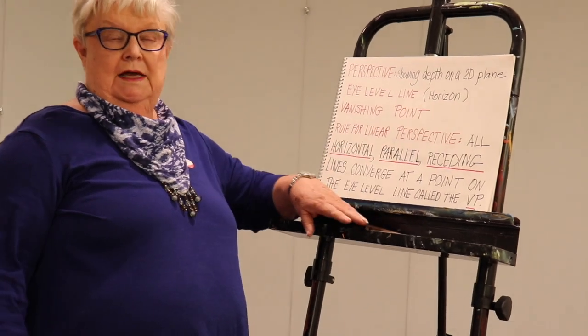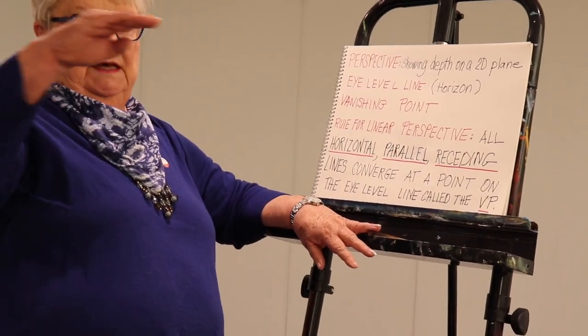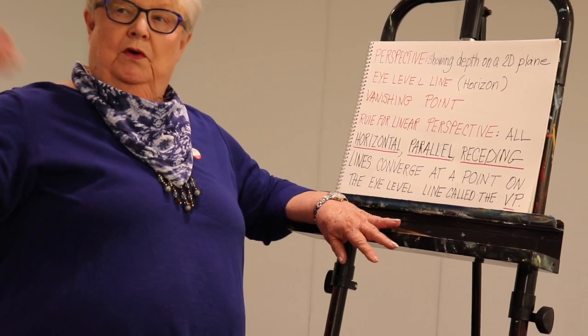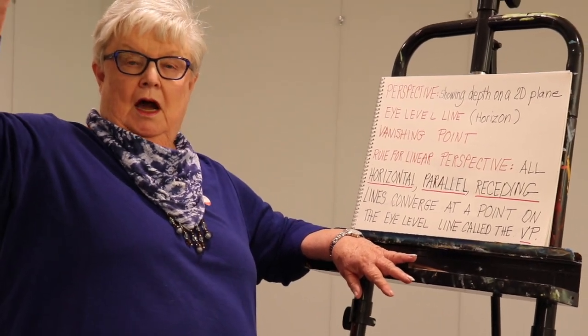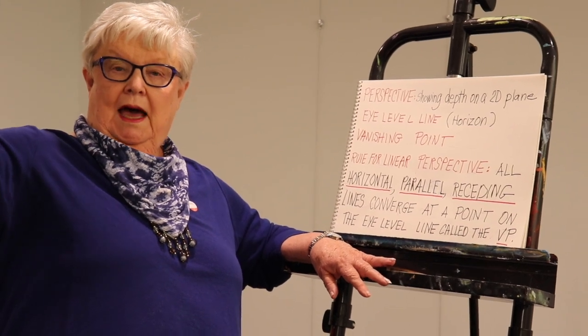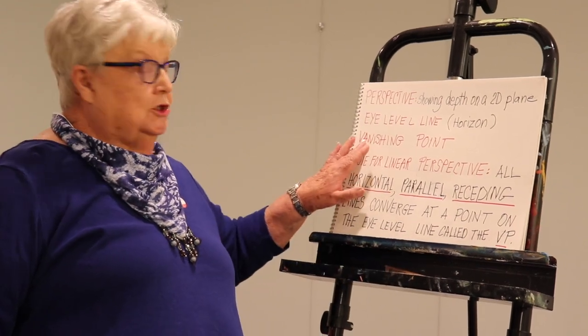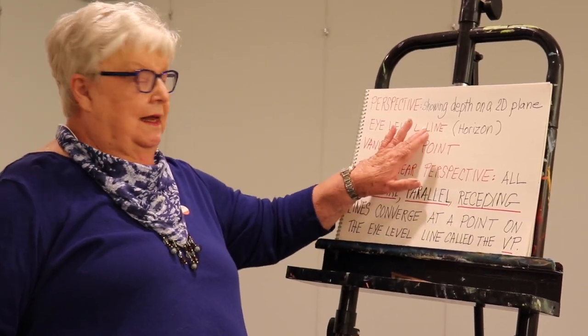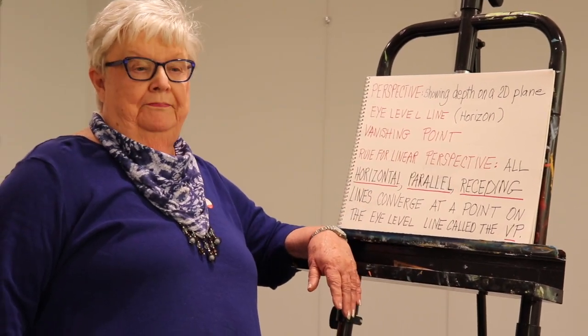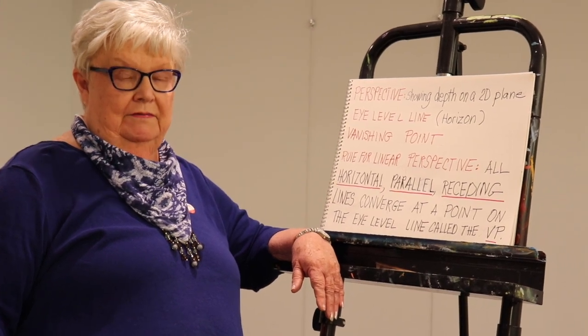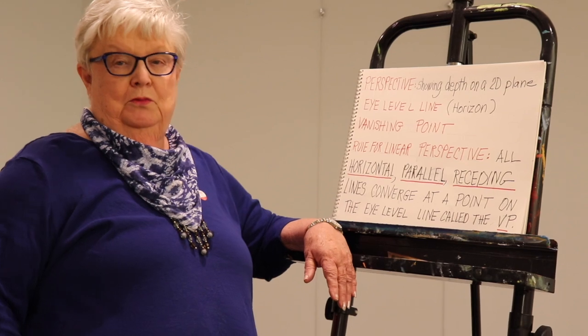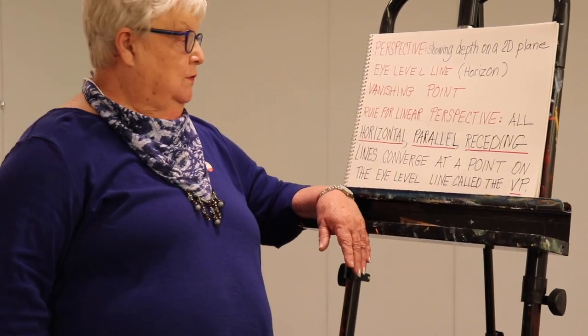The next thing we need to know is the eye level line, or the horizon line. And the eye level line is just what it says. It's a line that is even with your eyes. So if we were upstairs in this room, our eye level line would be higher than it is if I'm in this room. The vanishing point is a point on the eye level line that is right in front of you. So it always has to be on the eye level line. But when you move, your vanishing point moves.